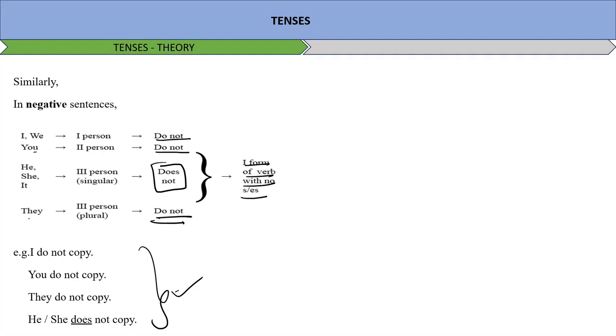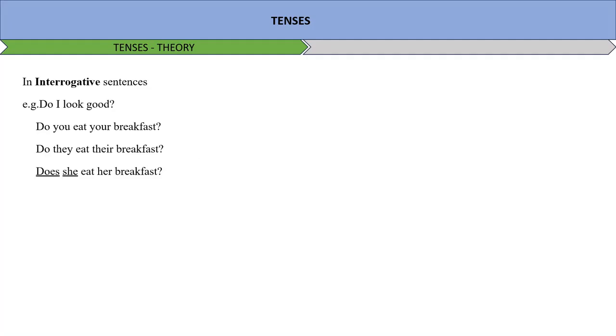Next, what if there is an interrogative sentence? In an interrogative sentence it will be: Do I look good? Question mark. V1. Do you eat your breakfast? V1. Do they eat their breakfast? Question mark, you see, question mark.